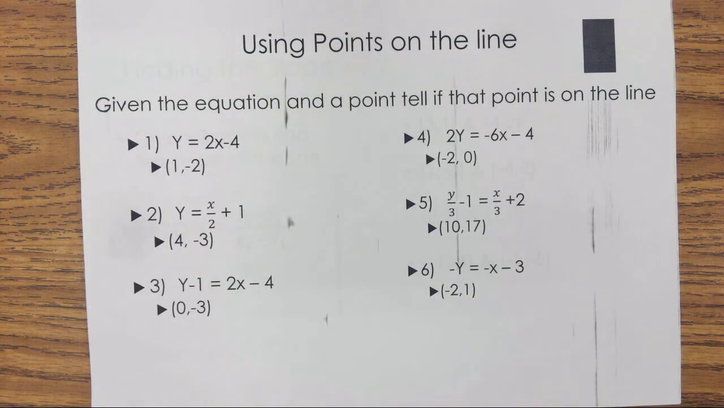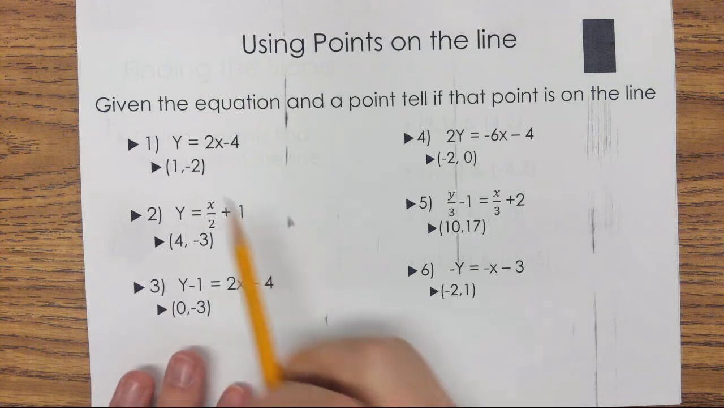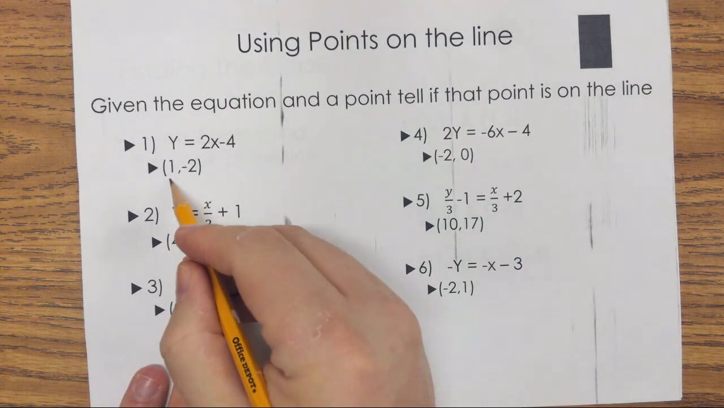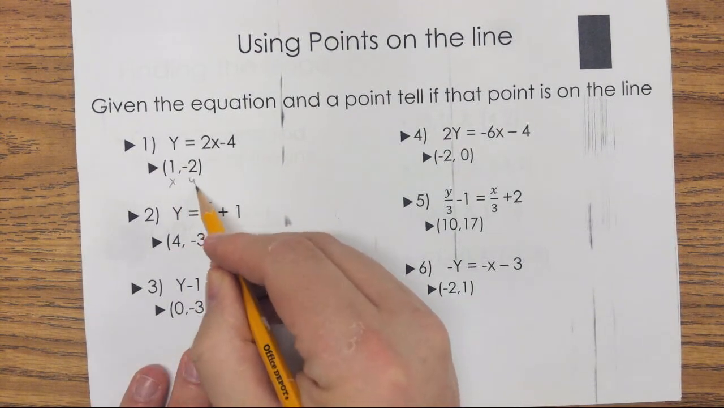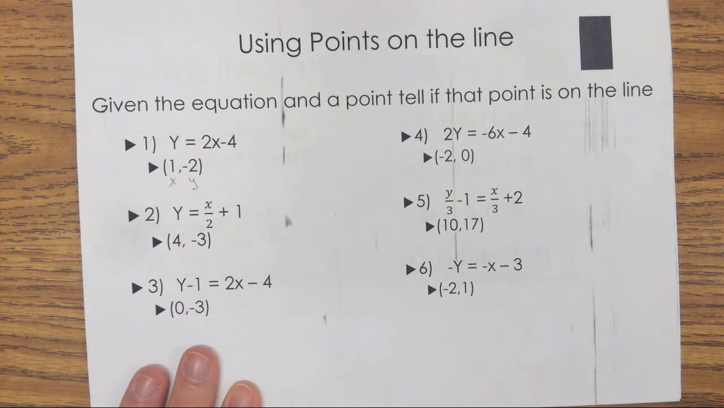All right. Here's something different. Using points on the line. Given the equation and a point, tell if the point is on the line. So this isn't too bad. This is the x value. This is the y value. I'm just going to plug these in.